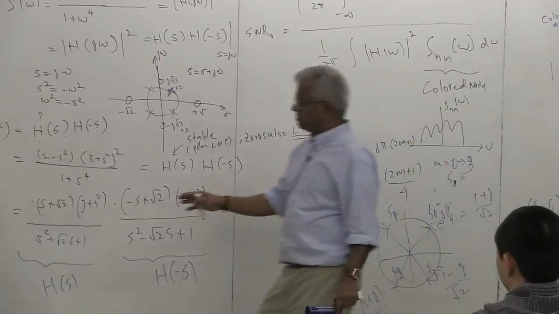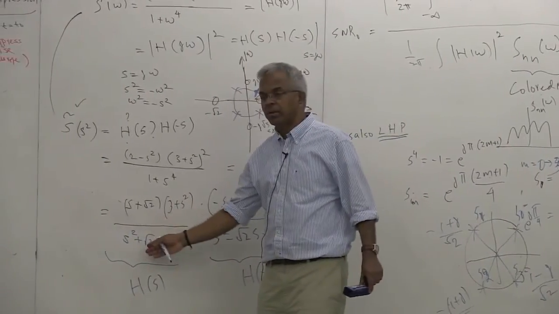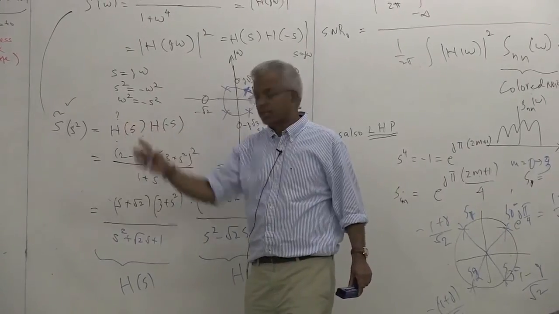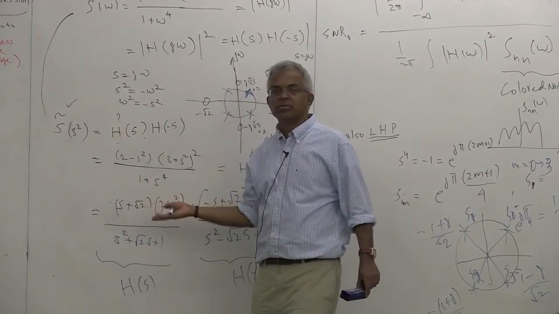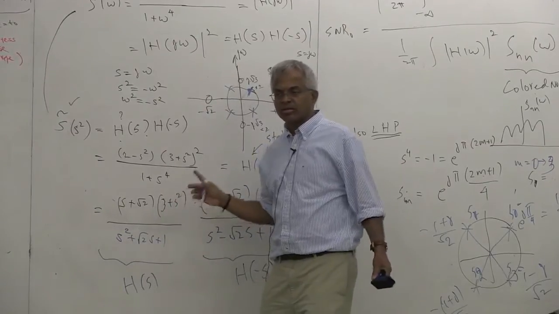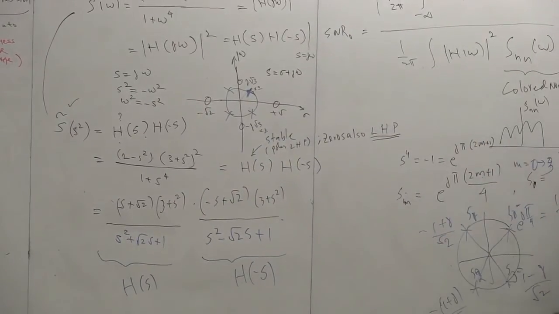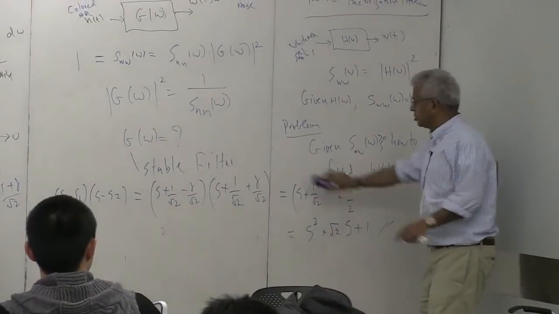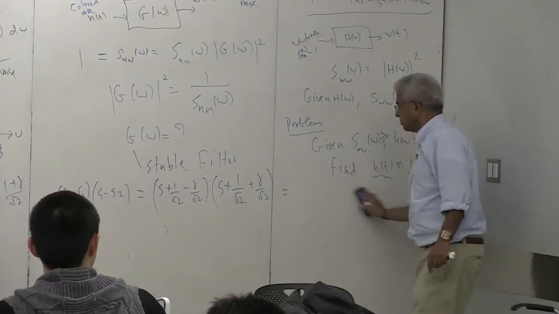The advantage is, look here, this filter by design is stable because all the poles are in the left side. And its zeros happen to be also in the left side. Why is this useful? Look here. So this is how you do the spectral factorization.